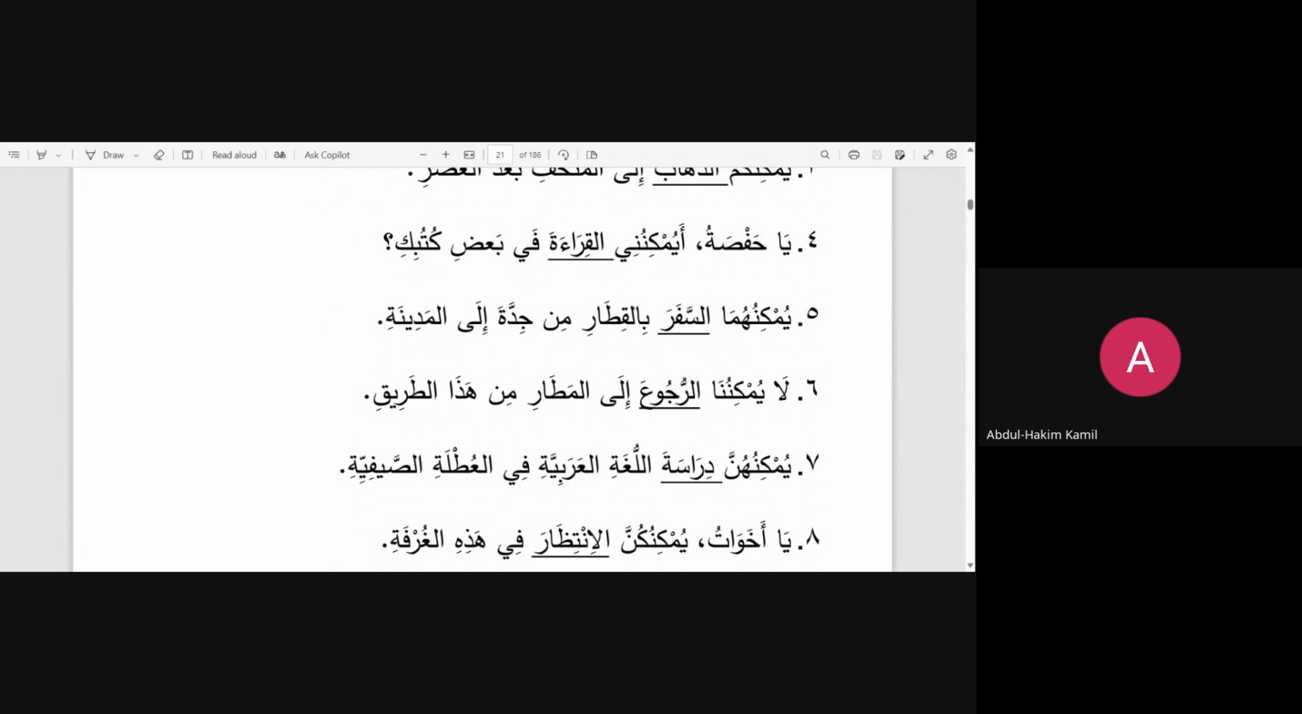يمكنهما السفر بالقطار من جدة إلى المدينة. What does that mean? يمكنهما. It's possible for them to travel by train from Jeddah to the city. No. Change it. يمكنهما أن يسافرا بالقطار من جدة إلى المدينة.